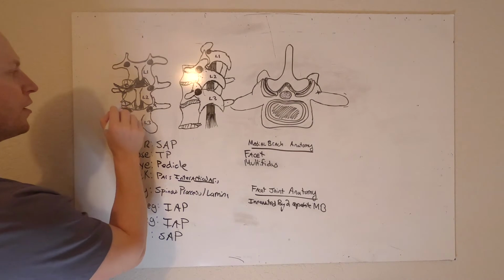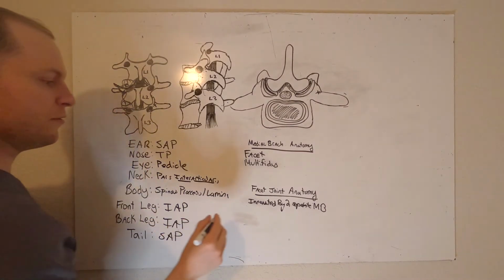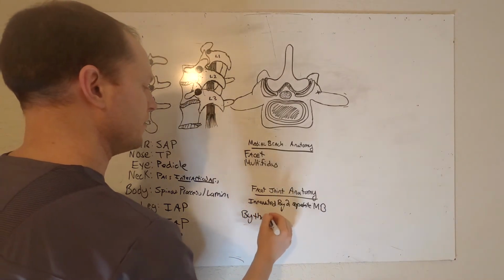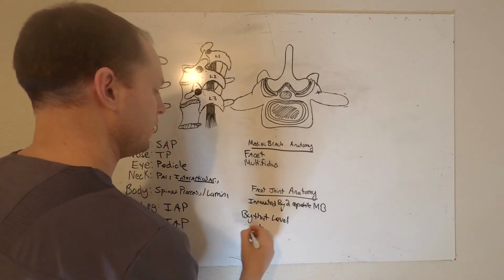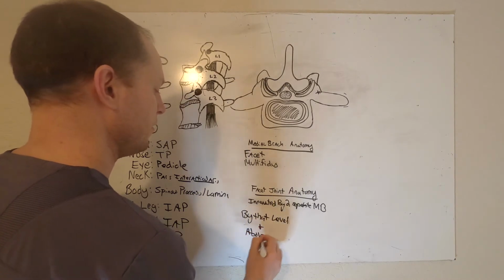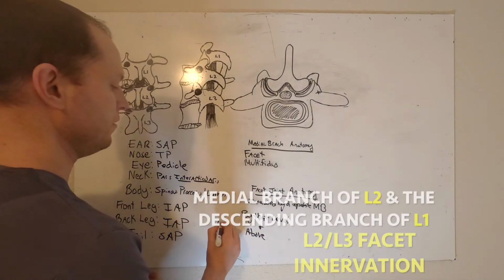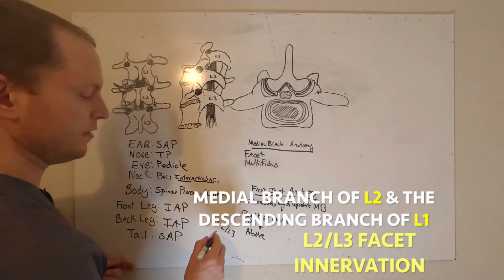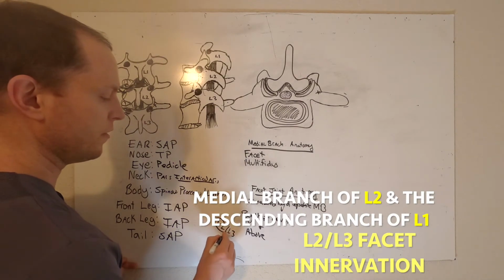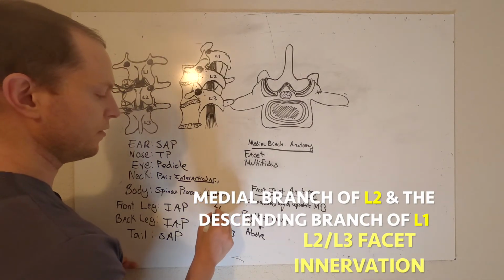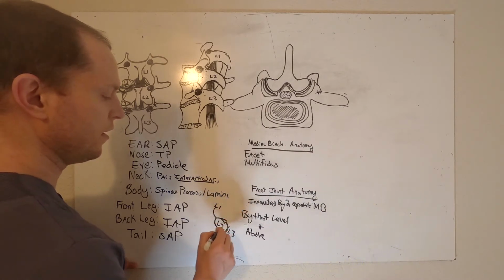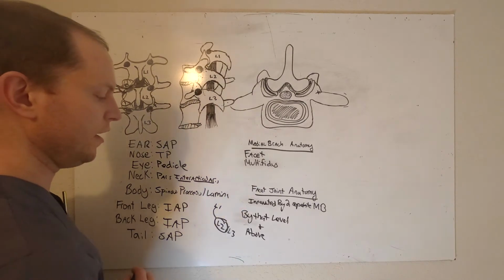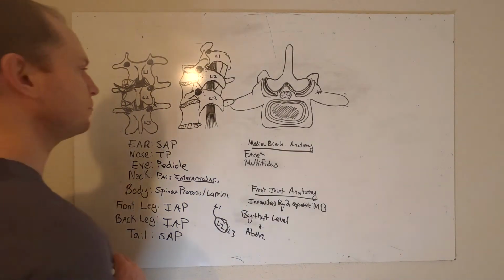That's why you have to block the level above. So each facet joint is innervated by that level and the one above. What does that mean? The L2, L3 facet is innervated by the one at that level and the one above. So the L1 and L2 medial branches innervate the L2, L3 facet joint.